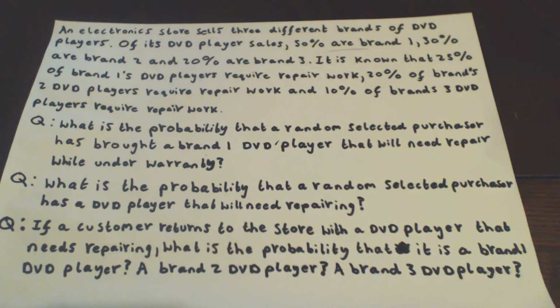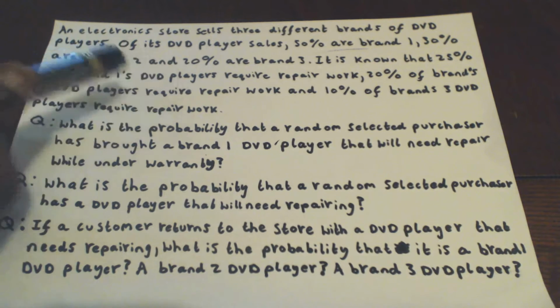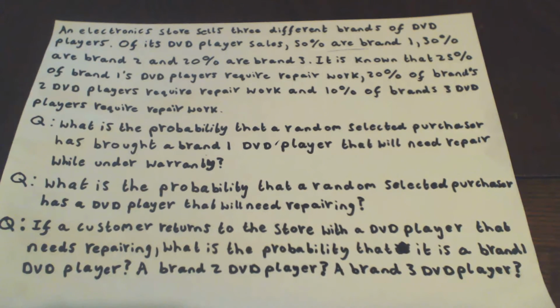And we'll start with the first question. What is the probability that a randomly selected purchaser has bought a brand 1 DVD player that will need repair while under warranty? Ignore the warranty bit. I wrote out the whole question, but I didn't mention it in the paragraph. Basically, this is from an exercise book. In the scenario, when they purchase a product, they get a warranty of a year, and within that window they can obviously get repairs. The warranty doesn't actually have any effect on the question. It's still the probability that they bought a brand 1 DVD player that will need repair while under warranty.